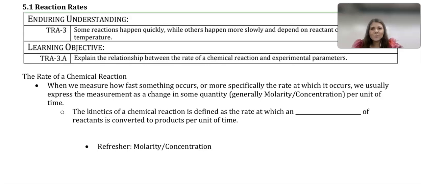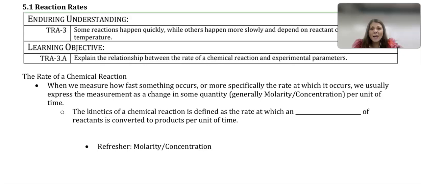In this lesson, we're going to look at Objective 5.1, reaction rates. The learning objective states that we should be able to explain the relationship between the rate of a chemical reaction and its experimental parameters. So this entire unit is going to be focused around how fast or slow a chemical reaction occurs.